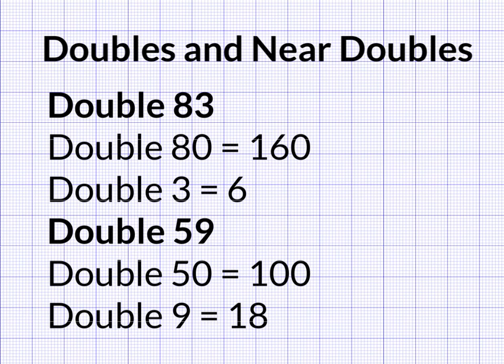Doubles and near doubles. Double 83. Well, you could double 80, which is 160, then double 3, which is 6, and then add those two together. Double 59. You double 50, which is 100, double 9, which is 18, and add them together.